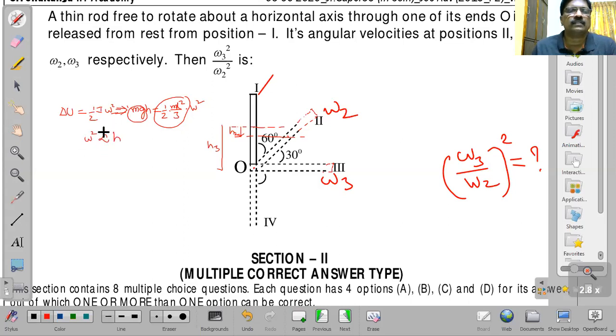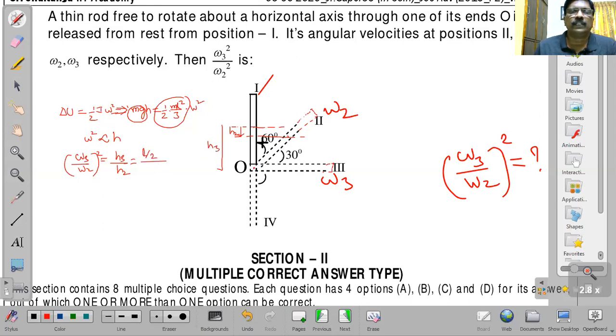So there are two cases. Omega 3 by omega 2 they asked. Omega 3 by omega 2 whole square is equal to h3 by h2, because omega square is proportional to h, no. That's why h3 by h2. H3 means whenever the rod comes to horizontal, the distance the central mass falls is equal to half of the length of the rod. That's why h3 is equal to L by 2.